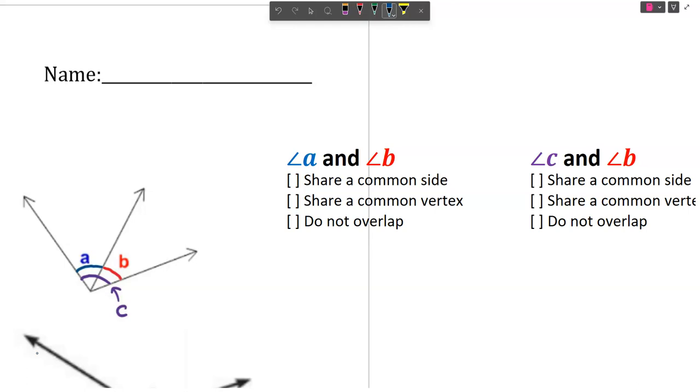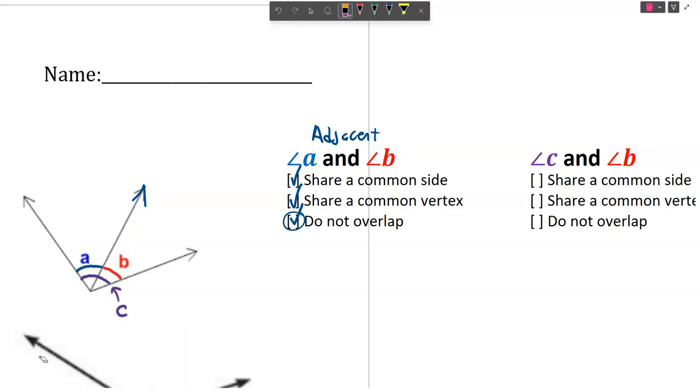Just to confirm, A and B share a common side. Angle A and angle B share this common side right here, so check. They also share a common vertex, down here. This ray is the dividing line between A and B. Additionally, they do not overlap each other: A is to the left side and B is off to the right side. This is why A and B are an example of adjacent angles.